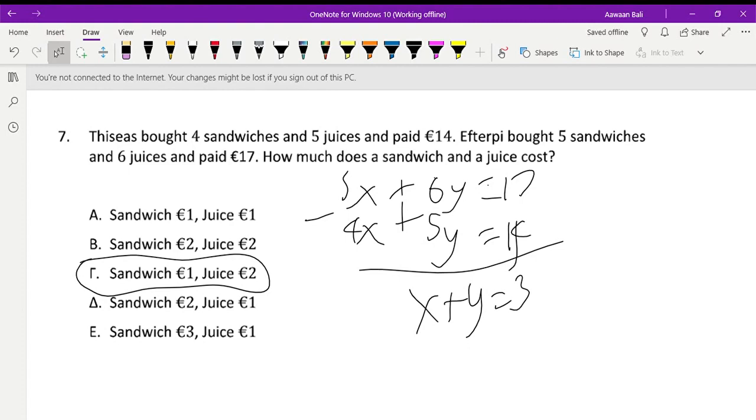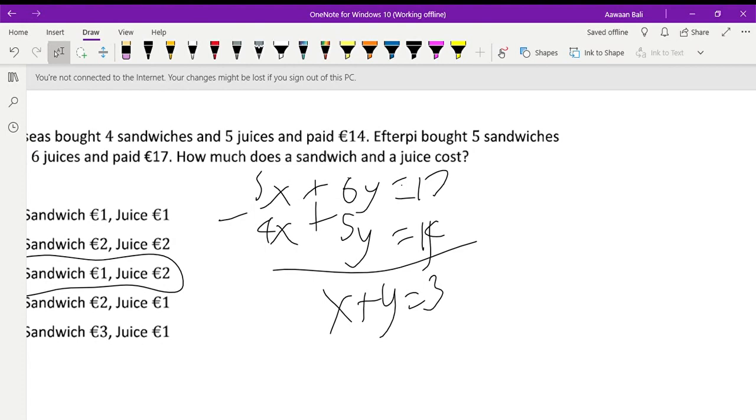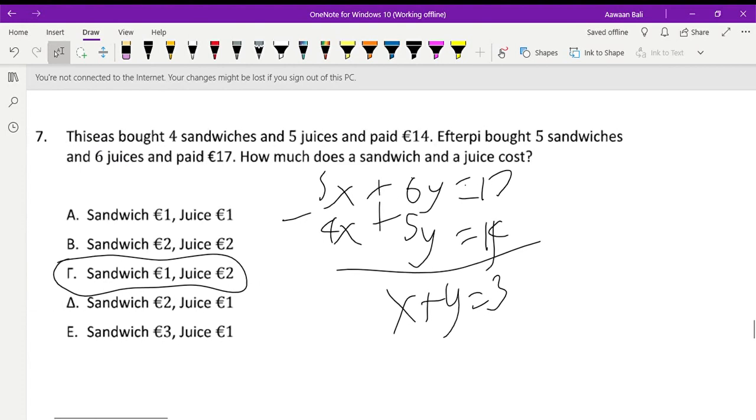For some reason, some people might decide to subtract and realize that if you subtract them to get x plus y, it is equal to 3, which means that they're all equal to 3. But that only cancels out one option, E, where the sandwich is €3 and the juice is €1. And actually you don't have to do this.